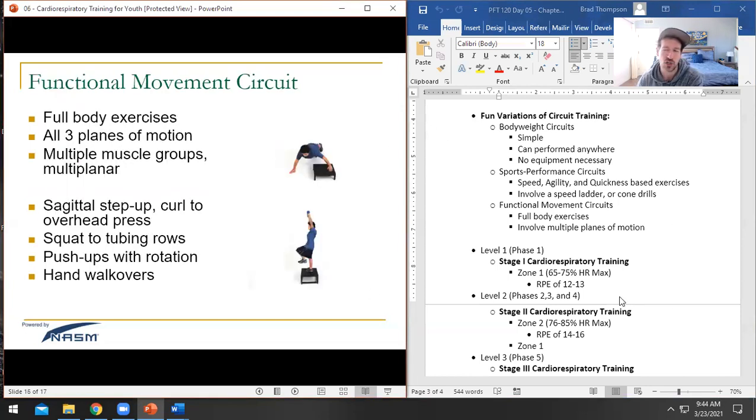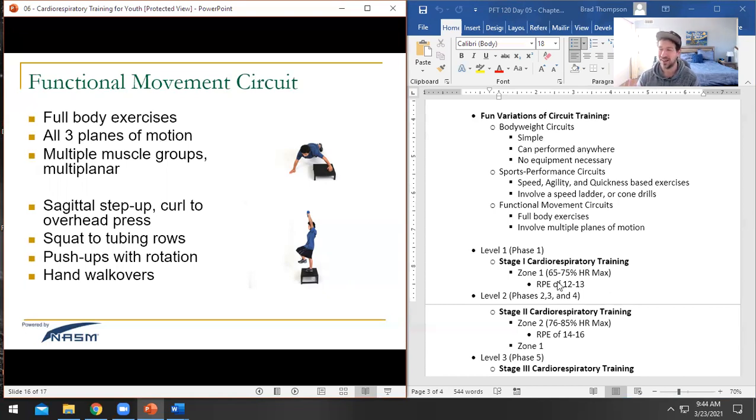Then we've got functional movement circuits, which are really just a fancy way of saying all the fun trainery versions of things. These are all the kind of weird exercises that don't really fit in any of the specific levels. It's like, is that stabilization? Yeah, a little. Is it strength? Yeah, a little. Is that power?